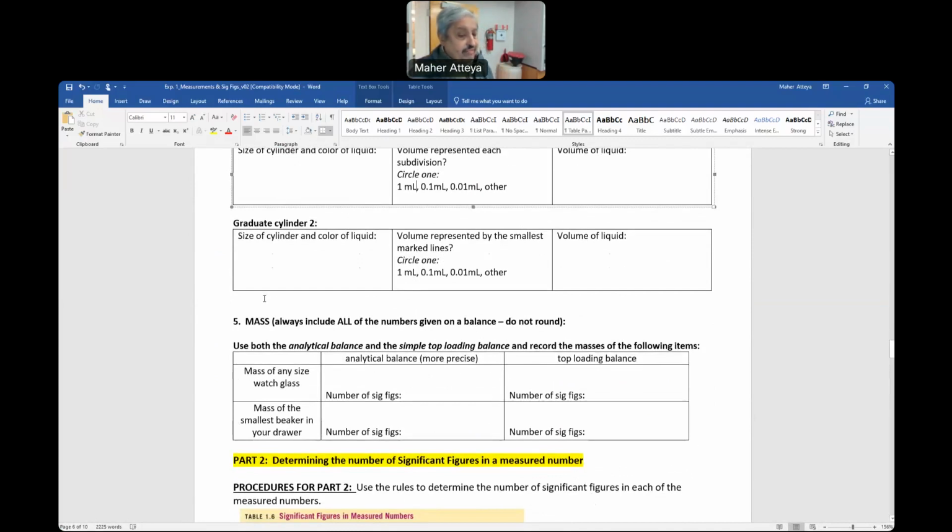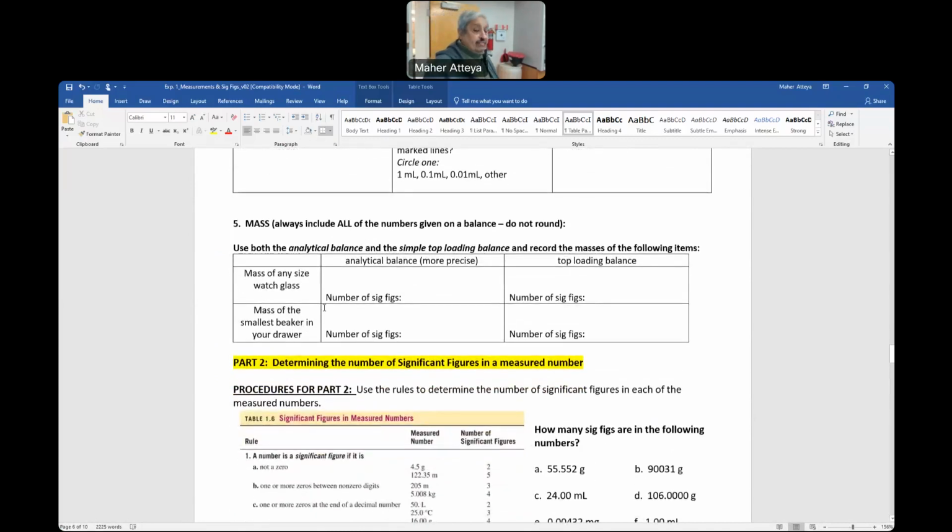So then you have to do the mass. You will have to have a watch glass and a small beaker, not a big beaker, a small beaker. You will measure them on the analytical balance in the back here. The analytical balance will give you about six sig figs maybe. That's what you have there.